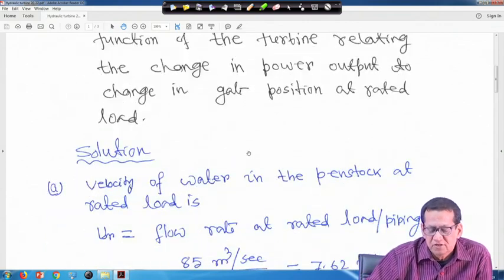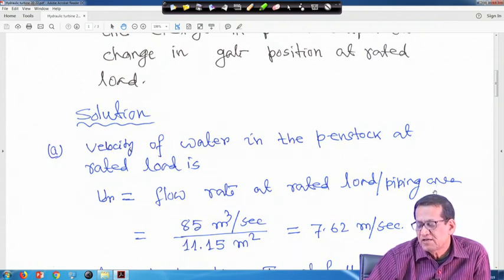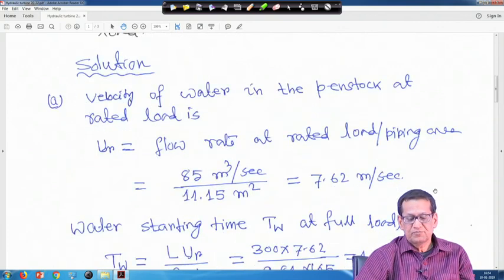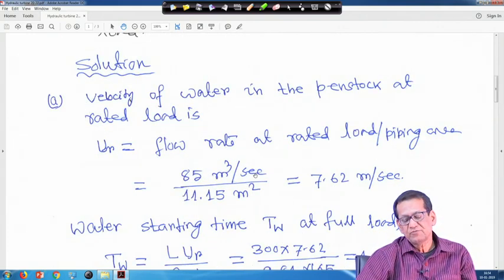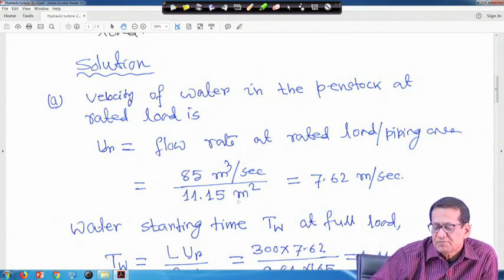Now, solution. The velocity of water in the penstock at rated load, that is UR, is equal to flow rate at rated load divided by piping area. Flow rate is given 85 meter cube per second and piping area is 11.15. So, 85 by 11.15 meter per second, that is 7.62 meter per second, right.